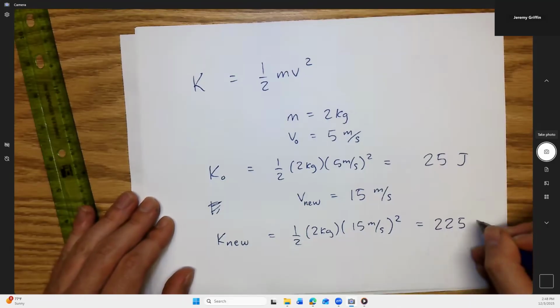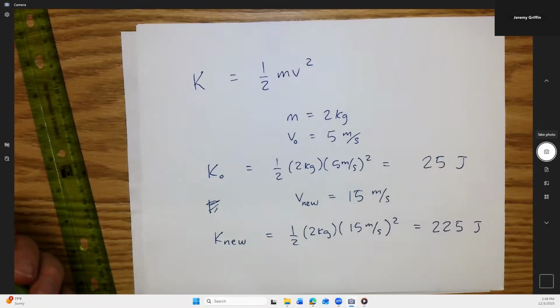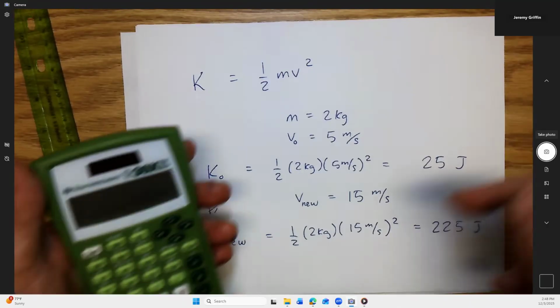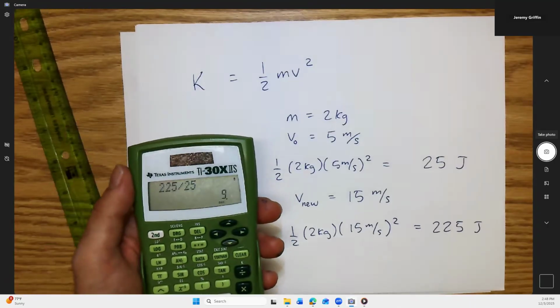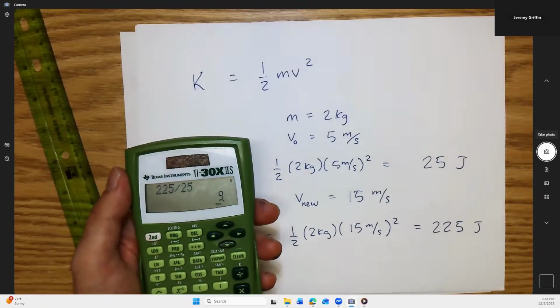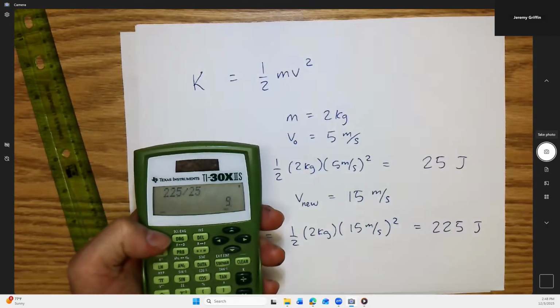225? Yeah. Okay. Now, is everybody okay with that so far? Now, I wonder what is the ratio of these energies? Well, 225 compared to 25, we just divide it. We're going to get 9. Right, so if you triple the speed, you get 9 times the energy.